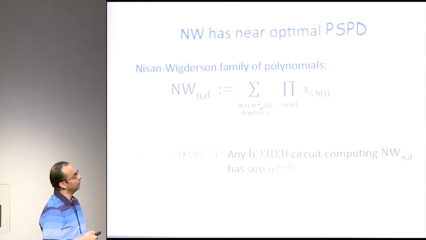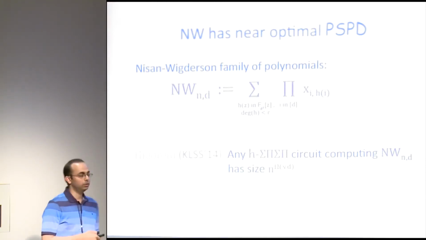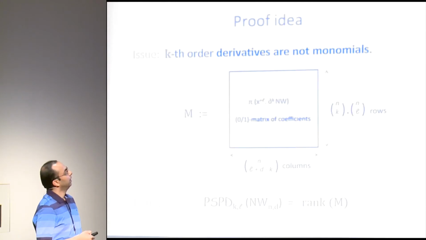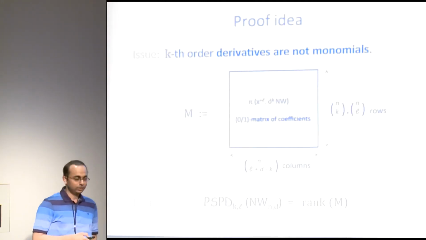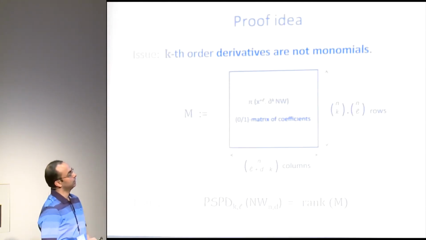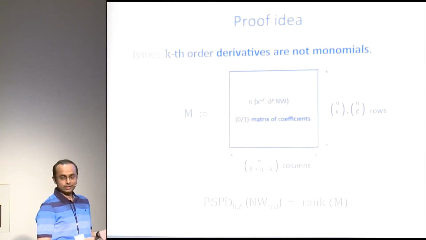Okay, so let me just give you the high-level view. Overall, what you get is that any homogeneous depth 4 circuit computing the Nisan-Wigderson polynomial will have size at least n to the root d. So why is the analysis a bit different? Let me just briefly sketch. What we want to analyze is the rank of this matrix. What is this matrix?